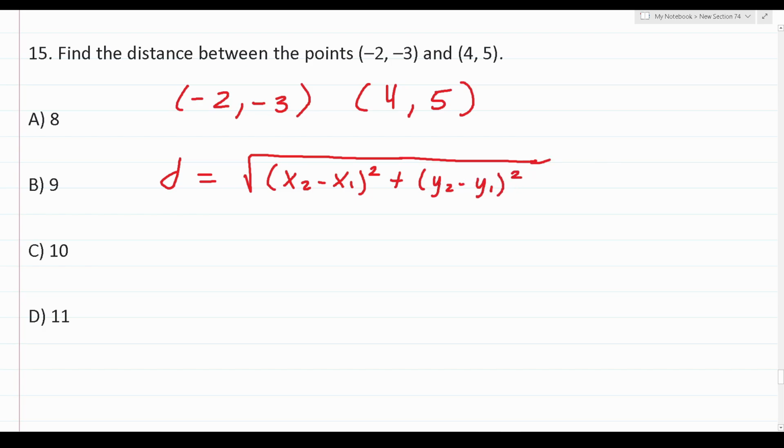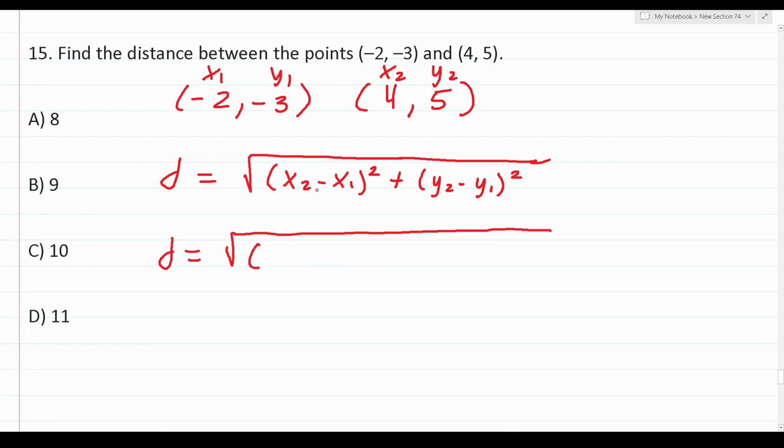And again, we can find x1, x2, y1, y2 very quickly. Again, this is x1, y1, x2, y2. So all we do is plug things in and simplify accordingly. This becomes d equals, and let's go ahead and do that right now.